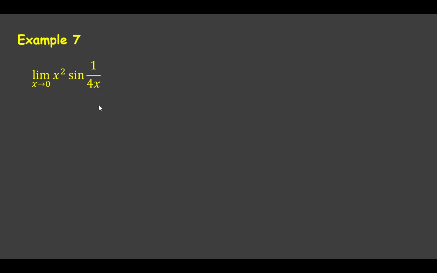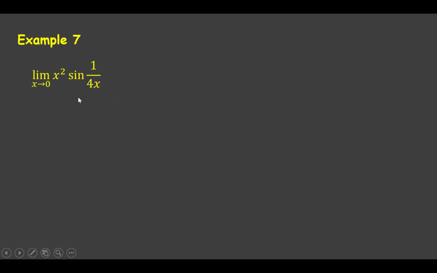Our final example deals with a sine function. Now, if you try to substitute x equals 0, you get 0 here, no problem. But here we got 1 over 0, and that does not make sense. Okay, if you try to simplify it, there's really nothing you can do about it, because there's no way you can simplify something like this.